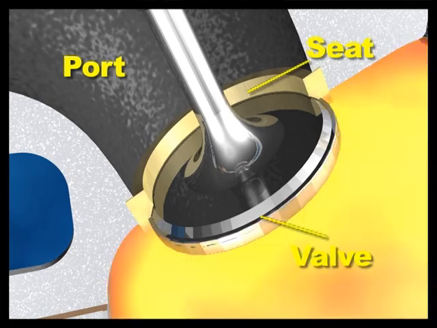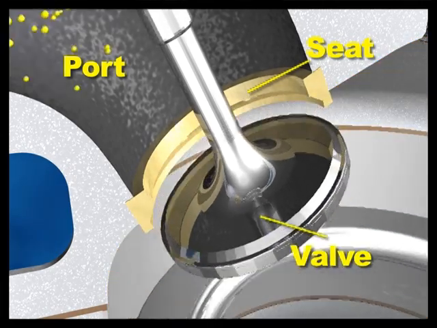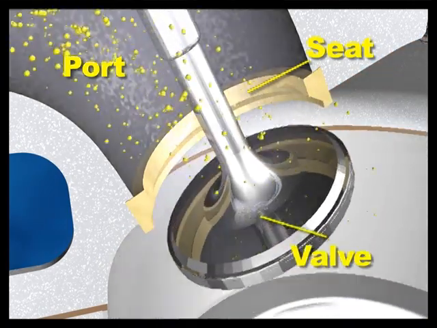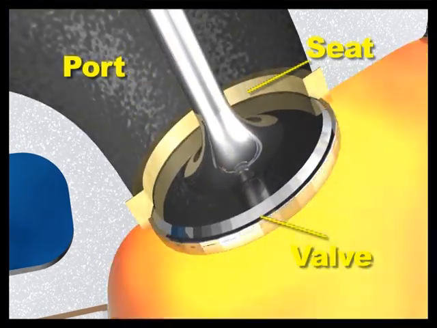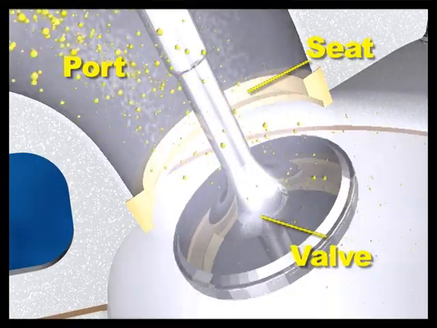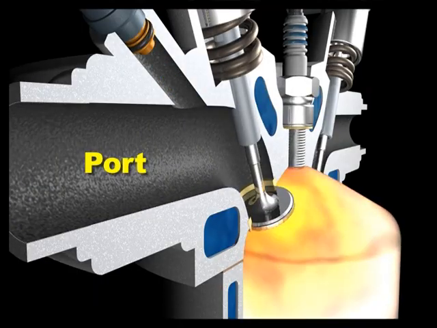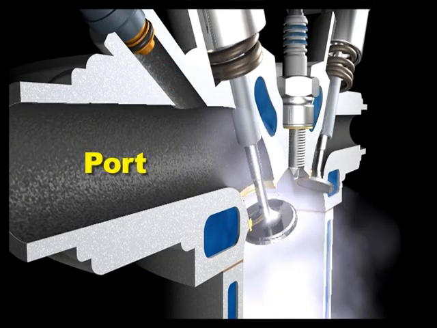The engine valve opens and closes the seat and port to the combustion chamber. The valve seat allows the valve to close and seal off the top of the engine. The valve port is a passage in and out of the engine.